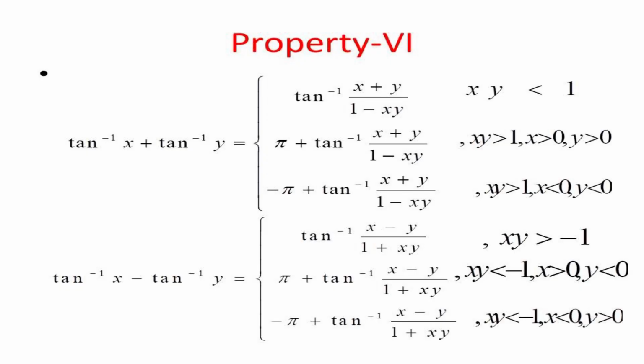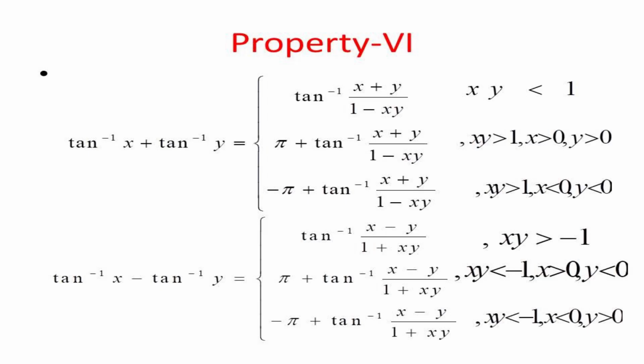First, tan inverse x plus tan inverse y is equal to tan inverse of (x plus y) by (1 minus xy), provided xy is less than 1. Pi plus tan inverse of (x plus y) by (1 minus xy), if xy is greater than 1, x greater than 0, y greater than 0. And minus pi plus tan inverse of (x plus y) by (1 minus xy), if xy is greater than 1, x less than 0, y less than 0.